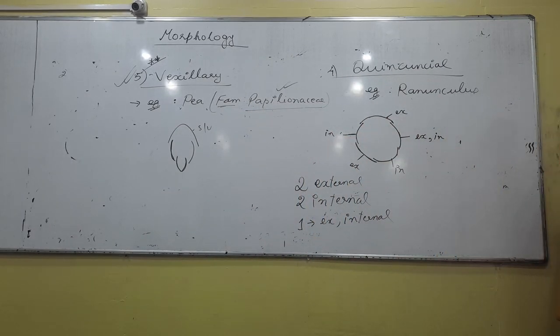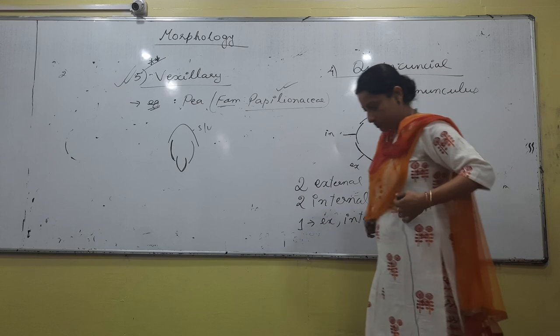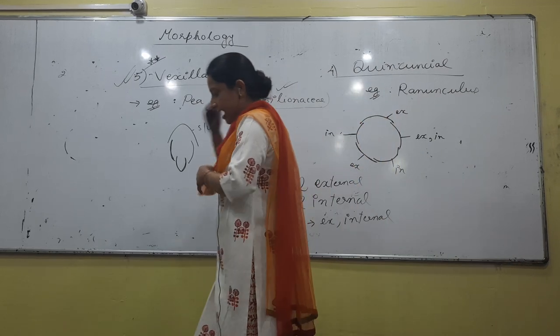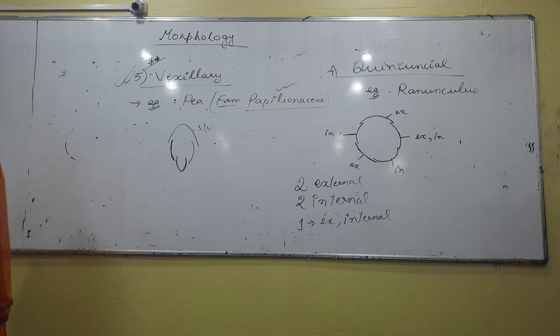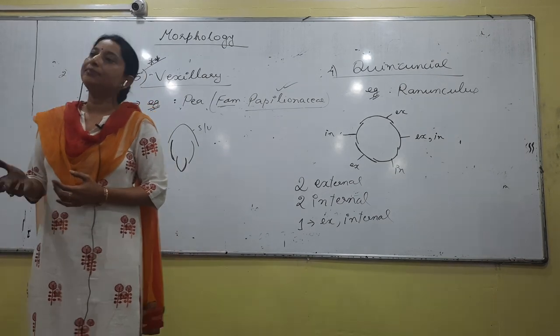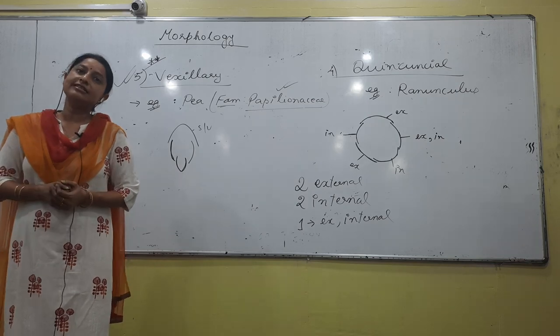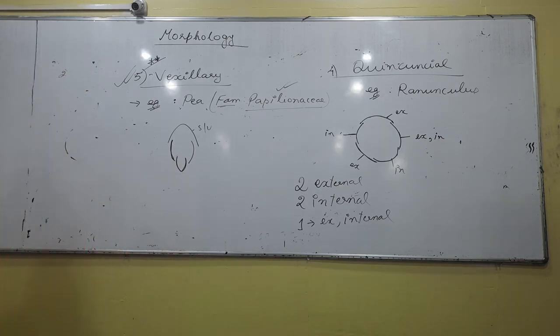Estivation is the arrangement of sepals and petals. Where will you see the arrangement? In a flower bud. How will you see it? You have to cut it or go for a TS. We can go for a diagrammatic representation, which is represented in the form of certain arcs. What is the common diagram that we draw? Five. What is the reason behind it?